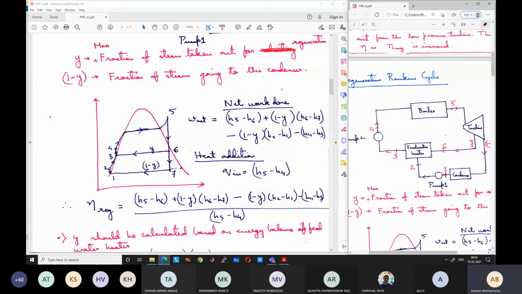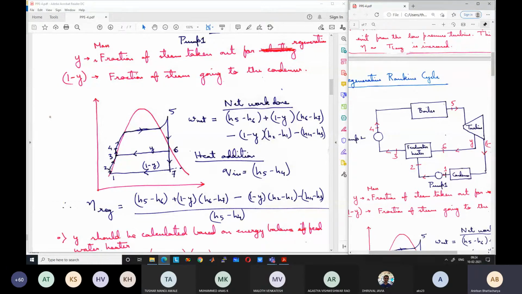If the condenser pressure is 10 kilopascal and the boiler pressure is say 10 megapascal, the feed water heater pressure may be 400 kilopascal or 500 kilopascal. Some intermediate pressure. So this is now at state 2.